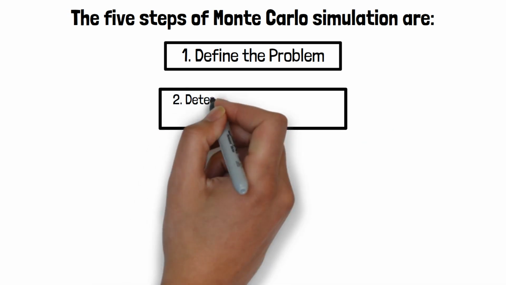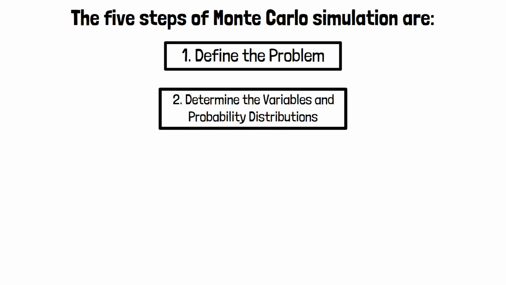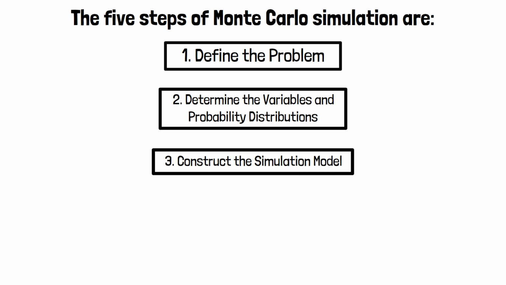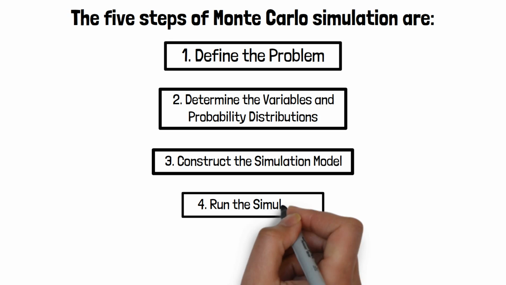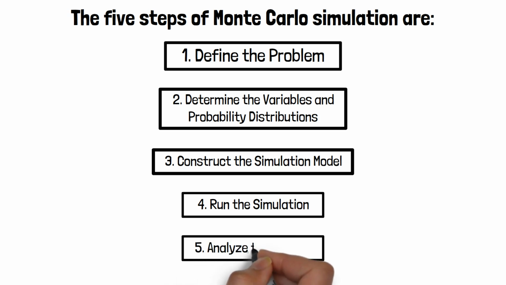2. Determine the variables and probability distributions. Identify the key variables that affect the system and their probability distributions. 3. Construct the simulation model. Develop a mathematical or logical model of the system that incorporates the identified variables and their relationships. 4. Run the simulation. Use random sampling to generate values for the variables and run the simulation model repeatedly to obtain a range of possible outcomes. 5. Analyze the results. Evaluate the simulation outputs to make informed decisions and identify potential improvements to the system.